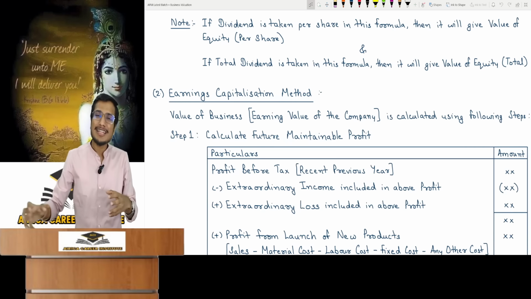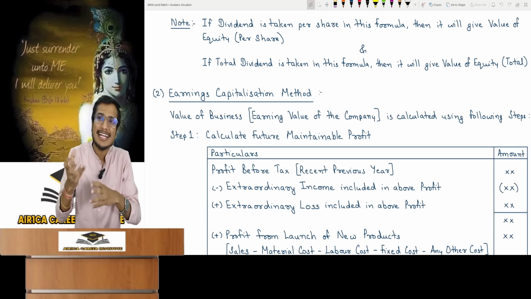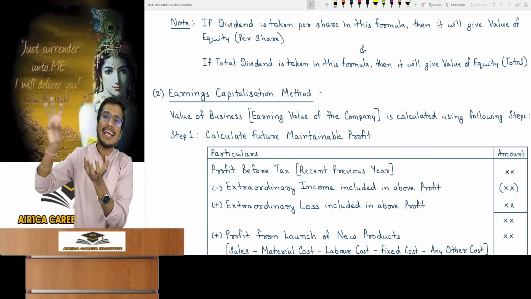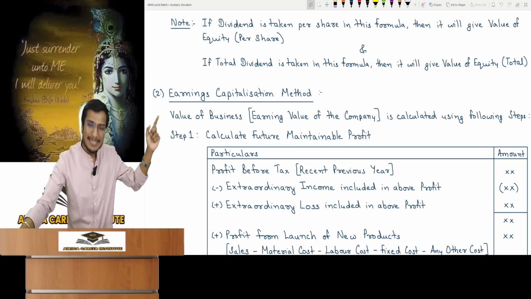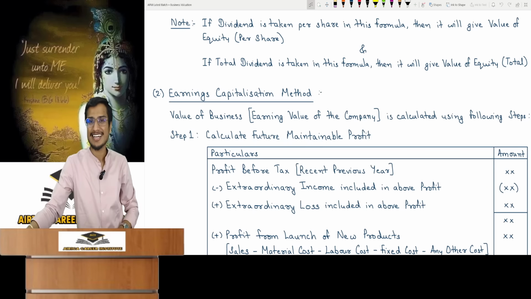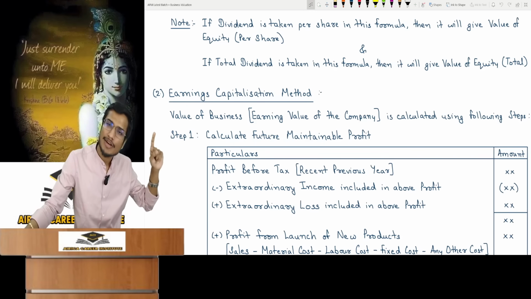Why is that? Because here you calculate the company's value using its earnings as a base. That's why the value that comes from this method is also called the earning value of the company. It is essentially the value of the business, the value of the firm.